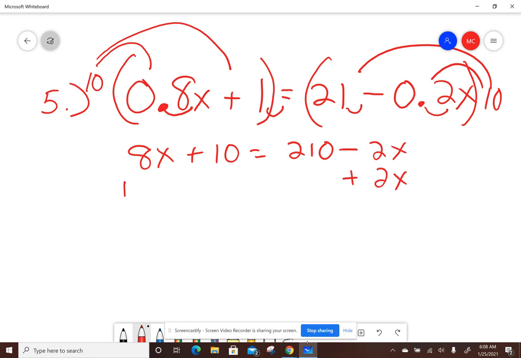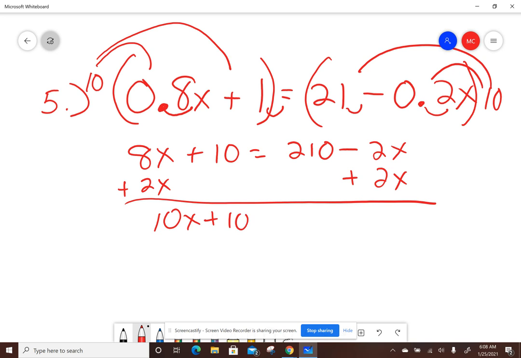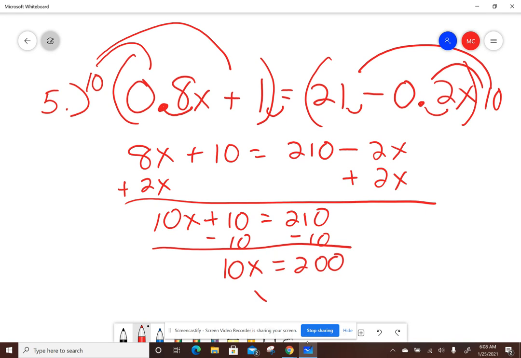So now I'm going to add 2x to both sides. I get 10x plus 10 equals 210. Subtract 10 from both sides, and we get 10x equals 200. Divide by 10, and we get 20. So x equals 20. Okay, so we clear of decimals by reading your decimals properly, and you know whether you should multiply by 10, 100, or 1,000. Okay?